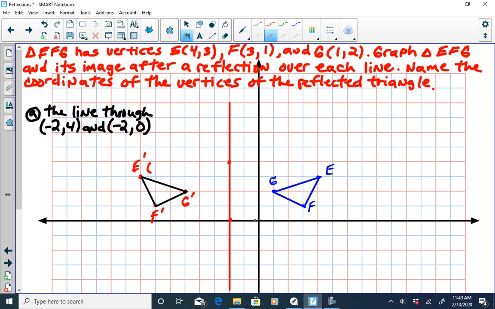E prime is located where? 1, 2, 3, 4, 5, 6, 7, 8, so -8, 3. F prime is located at 2, 4, 6, so -7, 1. And G prime is located where? Let's see, 2, 4, 5, so -5, 2. And then we have our coordinates.